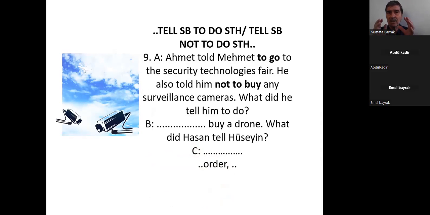Now, let's all together try to focus on what we are doing now. For example, tell somebody to do something. Tell somebody not to do something. Dialogue 9. Ahmet told Mehmet to go to the security technologies fair. He also told him not to buy any surveillance cameras.